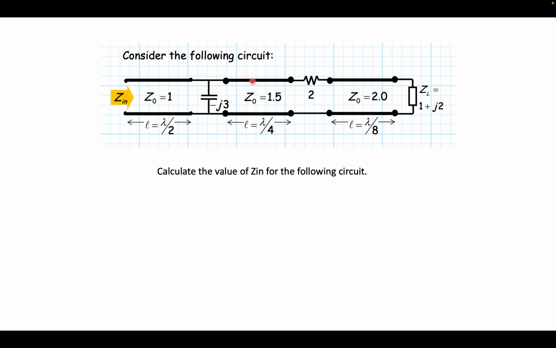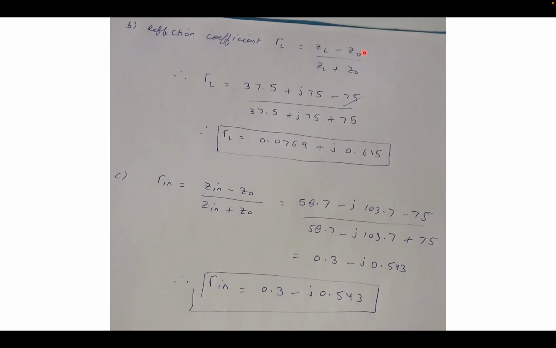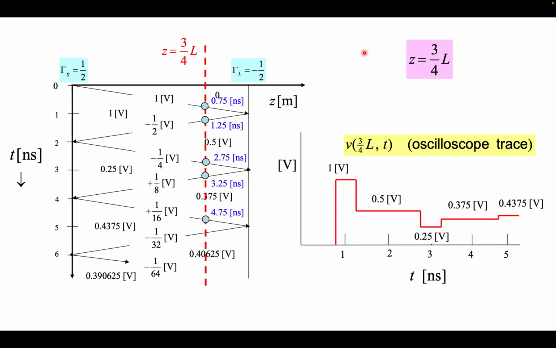Again, just a hint. If I remove everything after the capacitor, then you can just use this formula, which is Zin equals Z0 times (ZL plus iota Z0 tan beta L) upon (Z0 plus iota ZL tan beta L). Beta is 2 pi by lambda, and the length of the transmission line you already know, so you can evaluate the value of tan. ZL and Z0, everything you know. So for a single line you can easily calculate the input impedance, right?